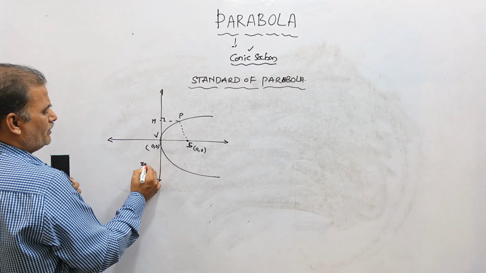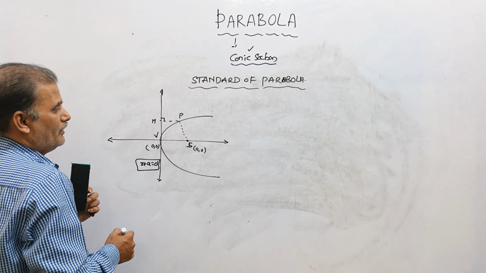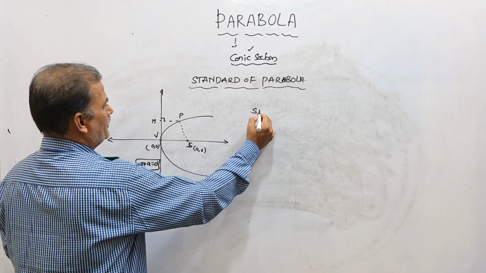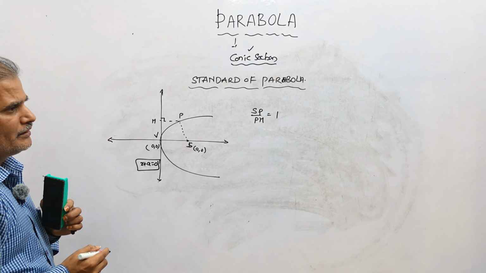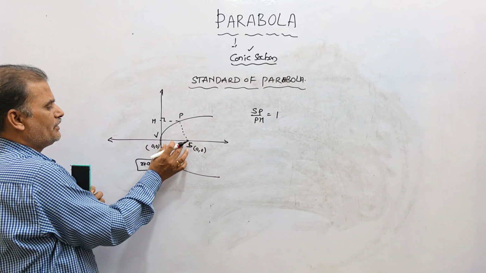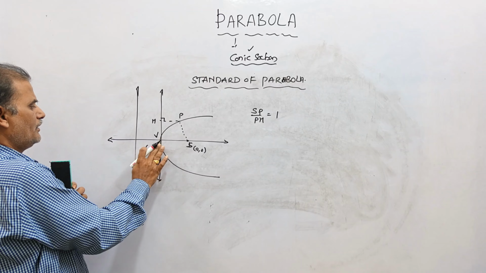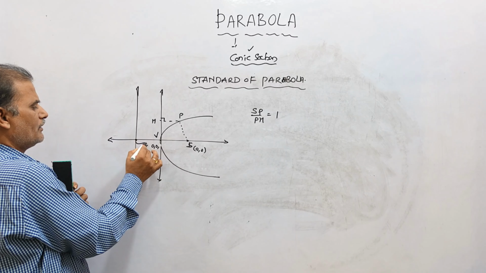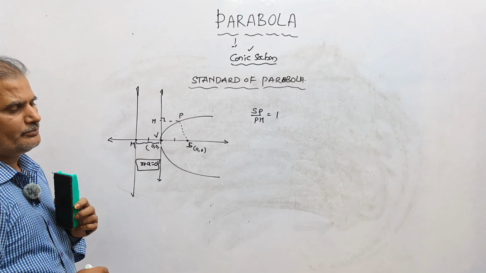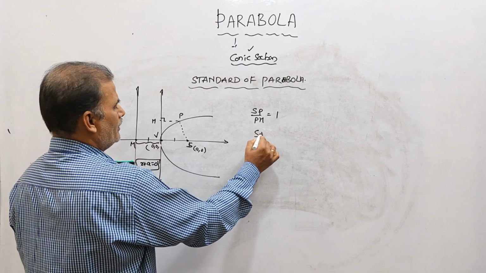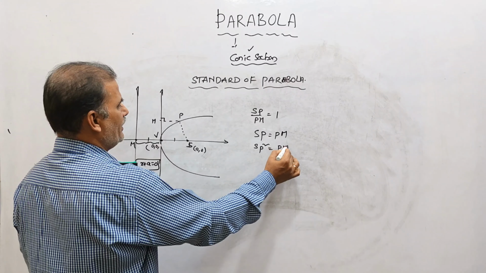Equation of directrix is x plus a is equal to 0. This line is x plus a is equal to 0. By the definition of parabola, SP by PM is equal to 1 because the eccentricity is equal to 1. SP and PM are equal because the distance from the directrix, MV is equal to VS. The distances are same, that's why SP is equal to PM. Now SP is equal to PM. By squaring, SP square is equal to PM square.